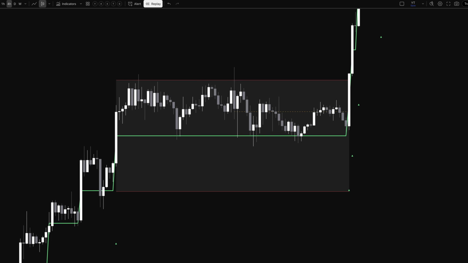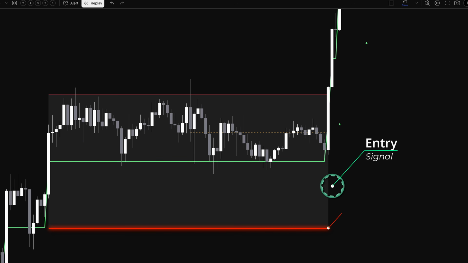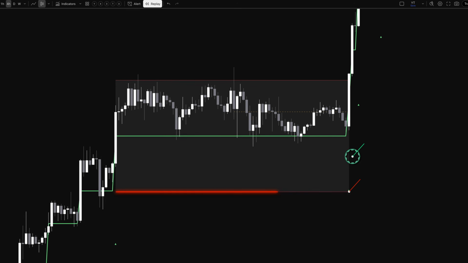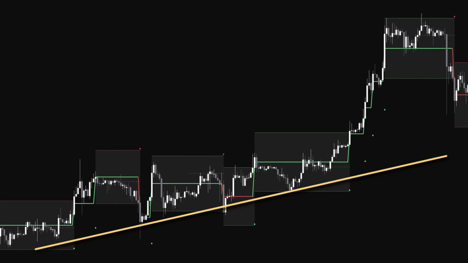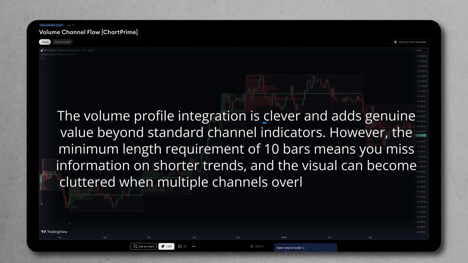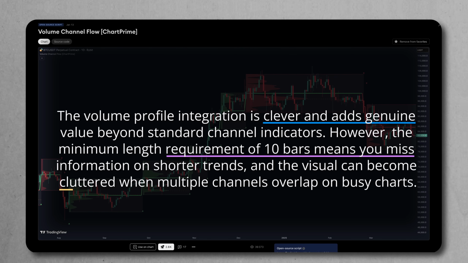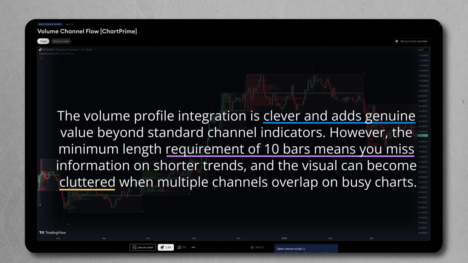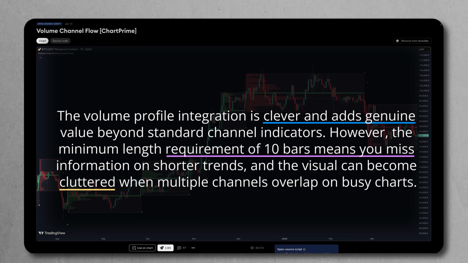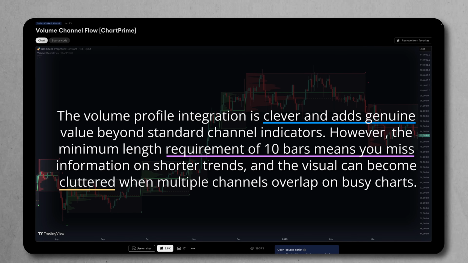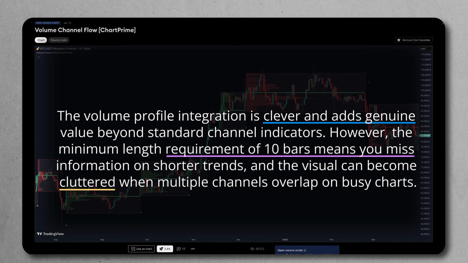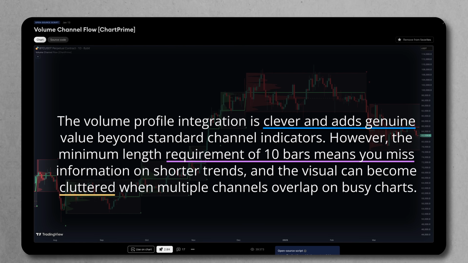to resume. Strategy-wise, you can trade the initial breakouts when new channels form, using the opposite band as your stop loss. Another approach is waiting for the channel to establish, then buying dips to the lower band in uptrends, or selling rallies to the upper band in downtrends. The volume profile integration is clever and adds genuine value beyond standard channel indicators. However, the minimum length requirement of 10 bars means you miss information on shorter trends, and the visual can become cluttered when multiple channels overlap on busy charts.